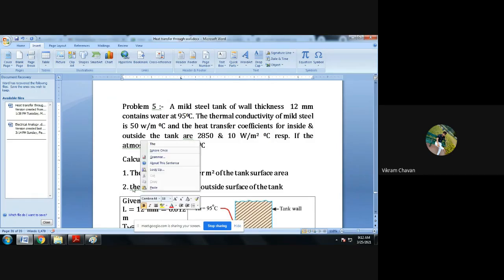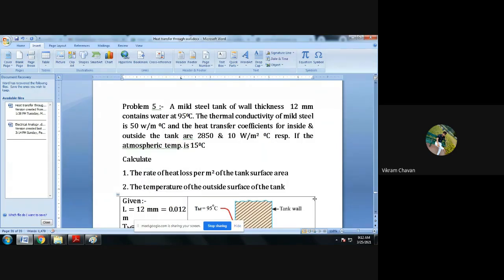And the second one, the temperature of the outside surface of the tank. Okay, so that too we need to calculate. So in a rough manner, what is given data? Thickness of a wall is provided, 12 mm. Okay, and that particular steel tank contains water which is having a temperature of 95 degrees Celsius.